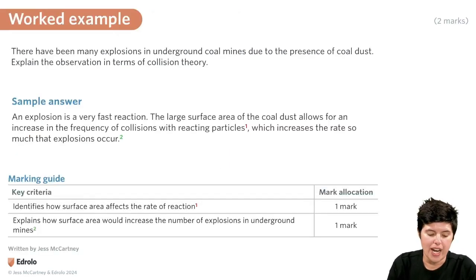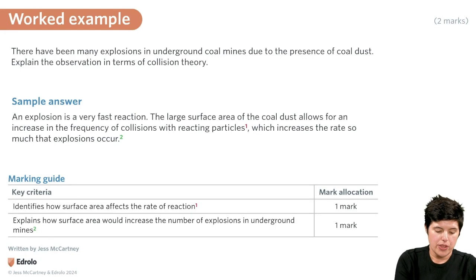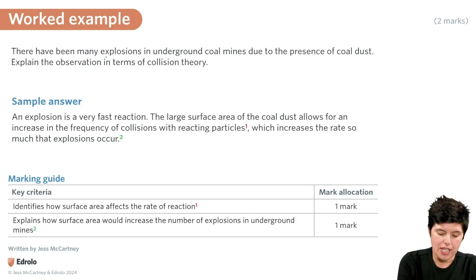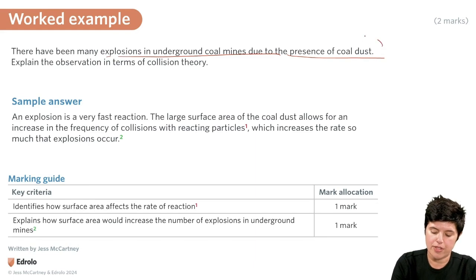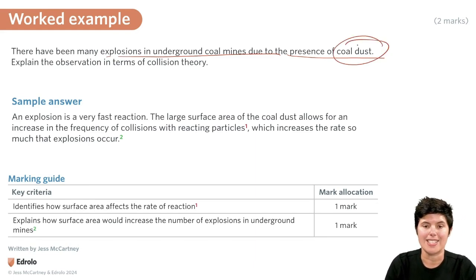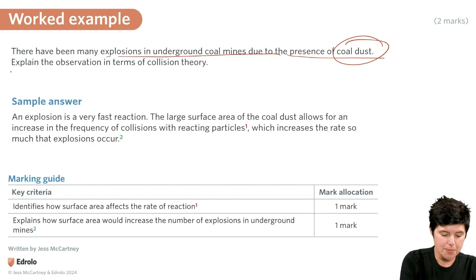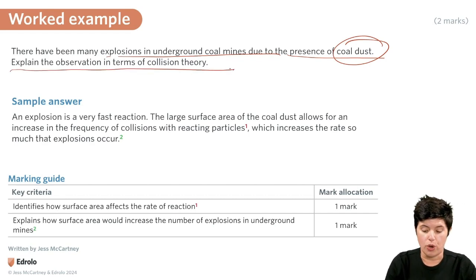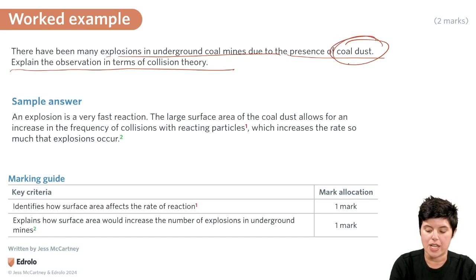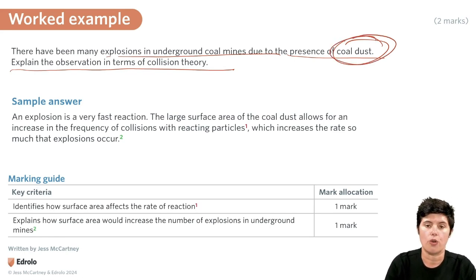So let's have a go at an example. There have been many explosions in underground coal mines due to the presence of coal dust. So that's the first thing that you need to have a look at, is that we have dust particles here. Explain the observation in terms of collision theory. So we need to have a think about how the coal dust affects the amount of collisions that's occurring and therefore the explosions that are occurring in this underground mine.